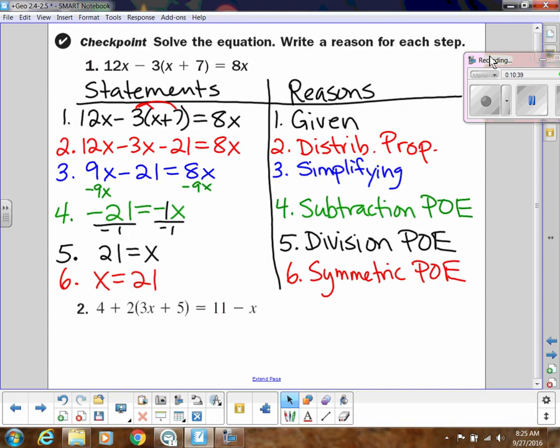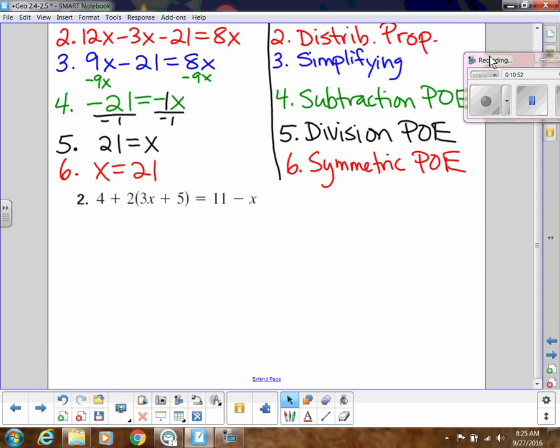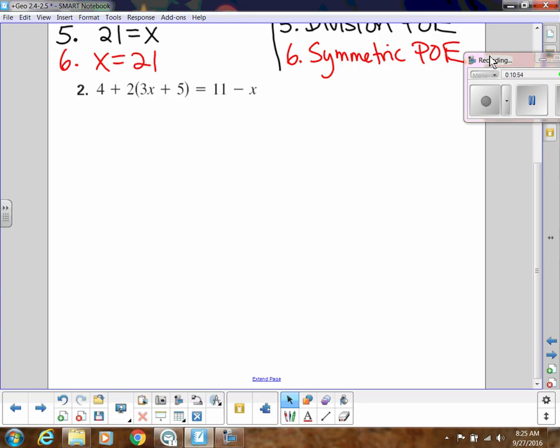Okay, so we just completed our first algebraic proof, and you can see that we already know the steps for solving, and all we have to do is list the reasons each time. All right, so what I'd like for you to do is try number 2, try setting that up on your own. Pause the video, try setting it up on your own, and then I'll show you what mine looks like.